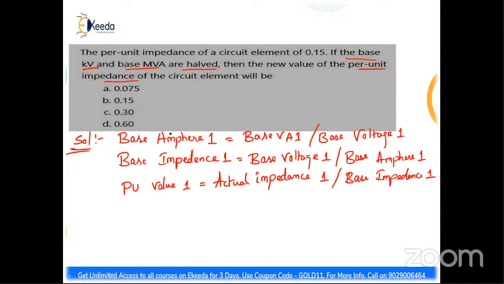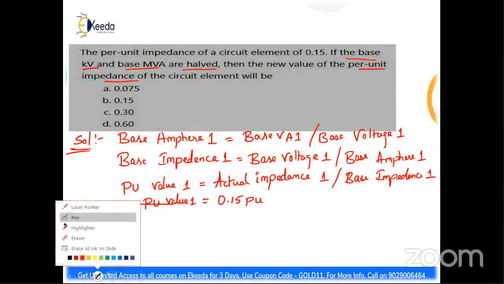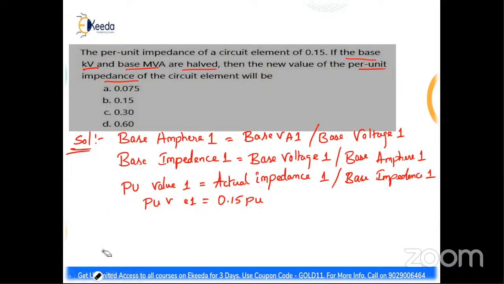So the per unit impedance of the circuit element of 0.15 means the PU value is PU value 1, that is 0.15. Then actual impedance divided by base impedance, that is PU value. So he has given that per unit impedance of the circuit element is 0.15. So I can write here per unit value 1 is 0.15 PU, right? Okay. So now PU value 1 is equal to 0.15 PU.